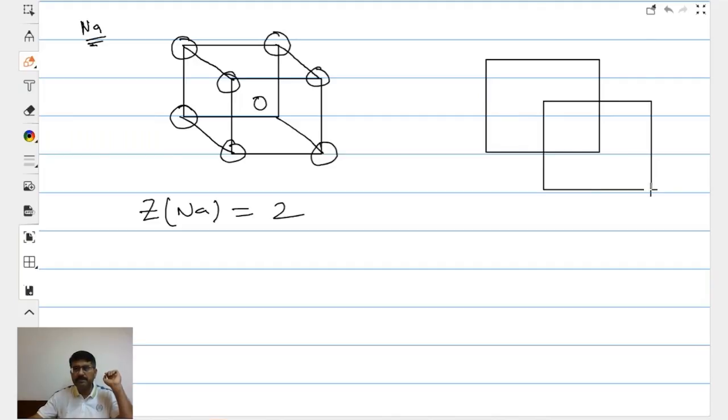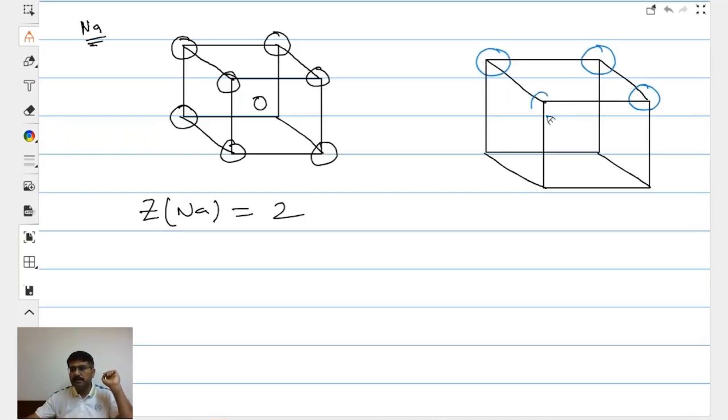Let me draw it first. Here, this is say cesium chloride, and let this be the chloride ion on the corners, and the cesium ion, I hope you remember, was found in the center. So dear, Z for cesium chloride is taken as 1.